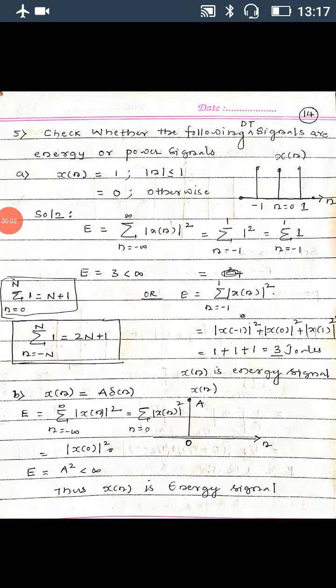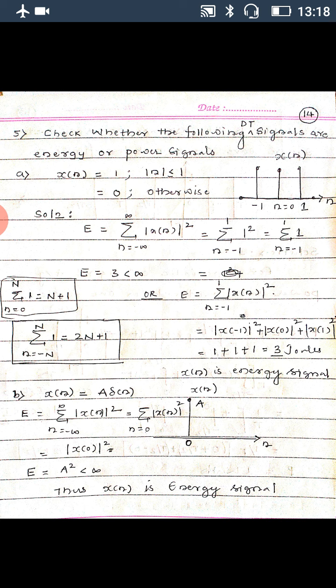Students, in the last video, we discussed what energy signals and power signals are, and how to determine the energy and power of any continuous time signal. We also saw how to check whether a given continuous time signal is an energy signal, a power signal, or neither. Similarly, in today's lecture, we'll discuss a few more examples to check whether given discrete time signals are energy signals or power signals.